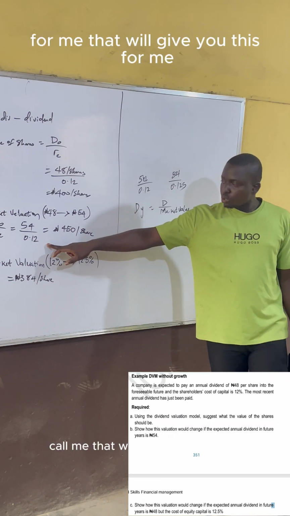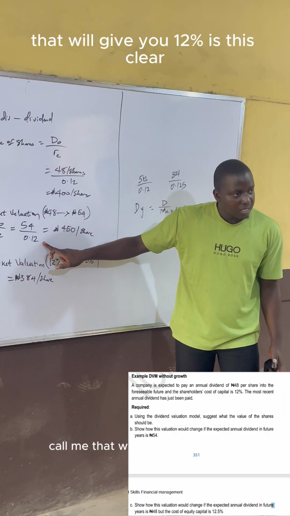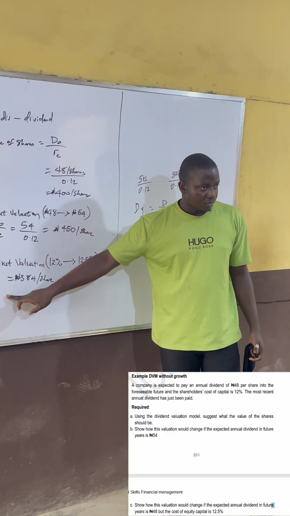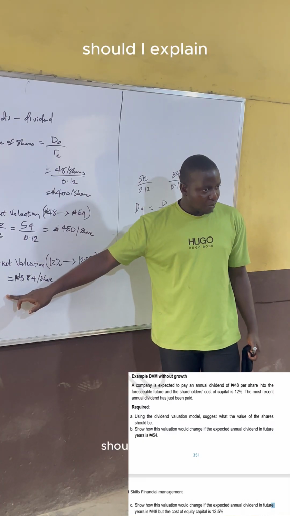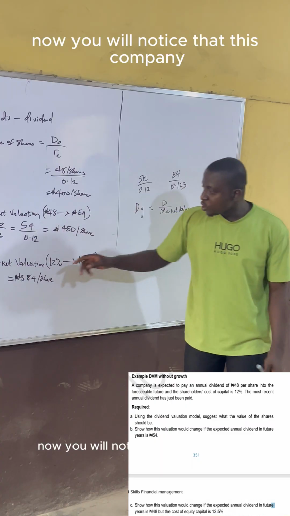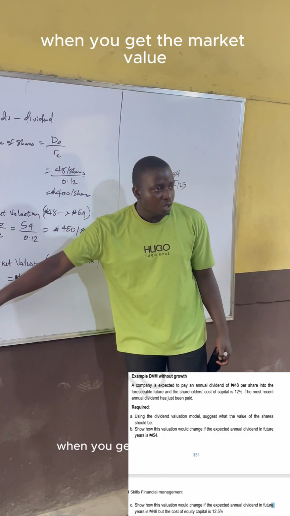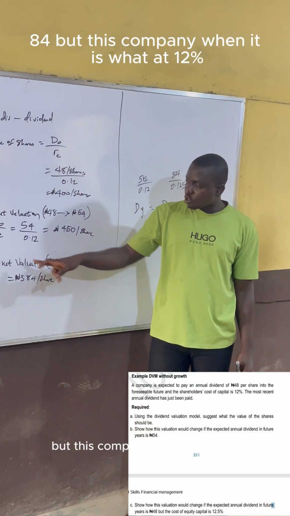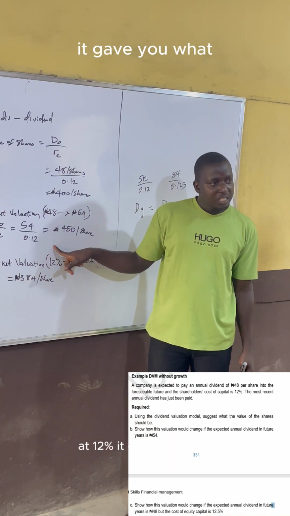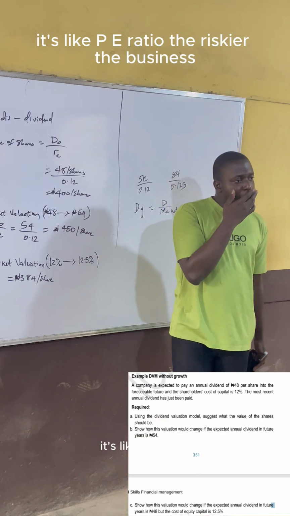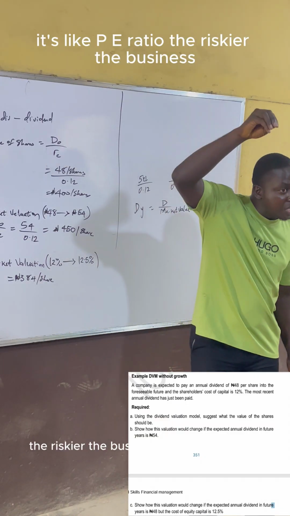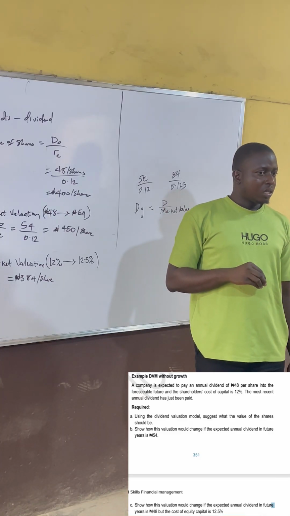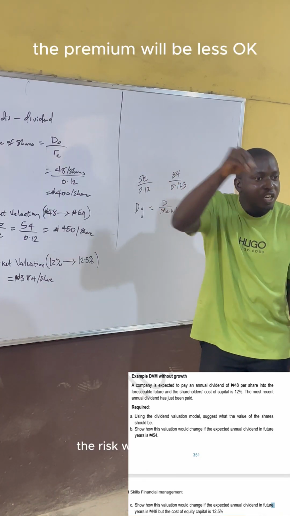A company that will give you 12% is riskier than this company that is giving you 12.5. Should I explain? You will notice that when you get the market value, this one ended up at 384. But this company, at 12%, gave you what? It's like the PE ratio. The riskier the business, the lower the PE ratio. If the business is very risky, the PE ratio will be less.